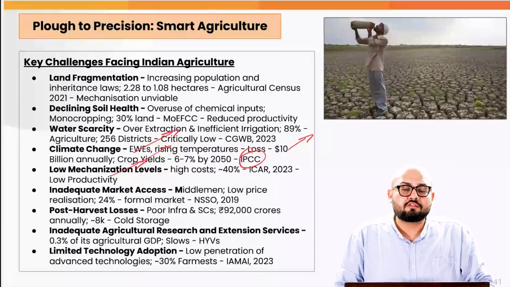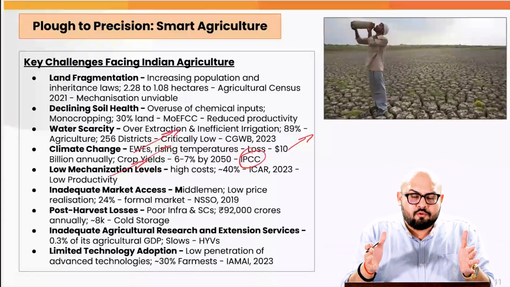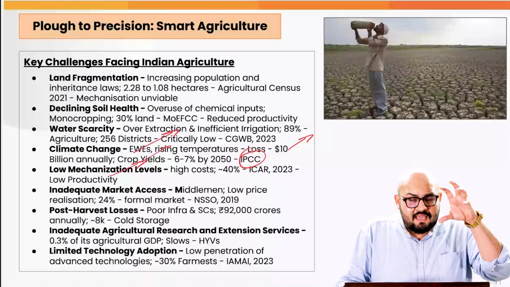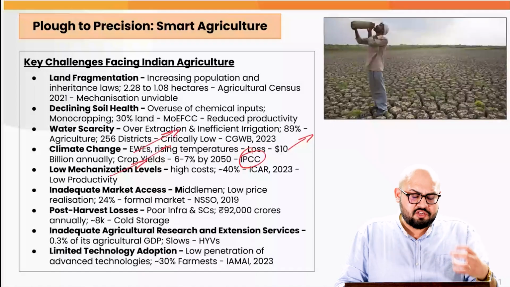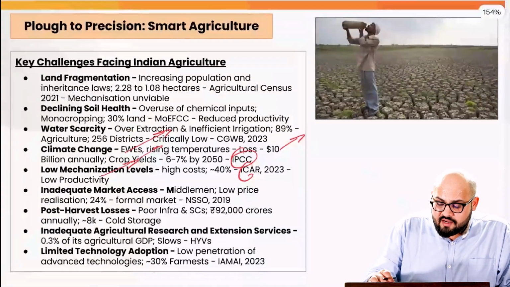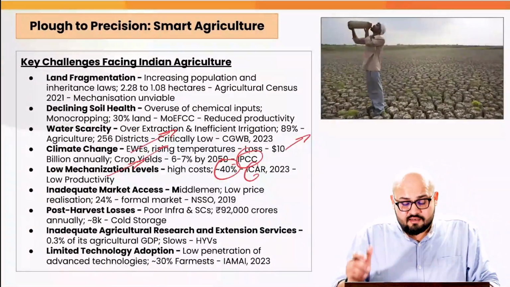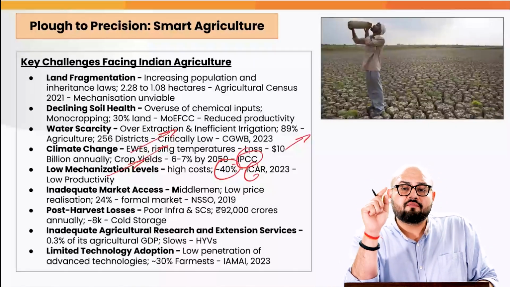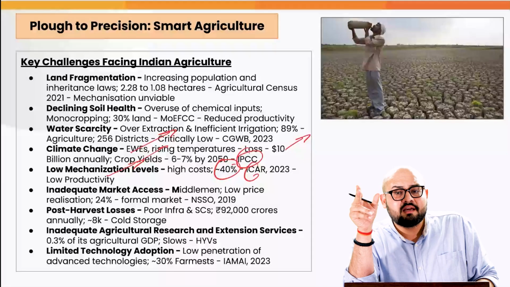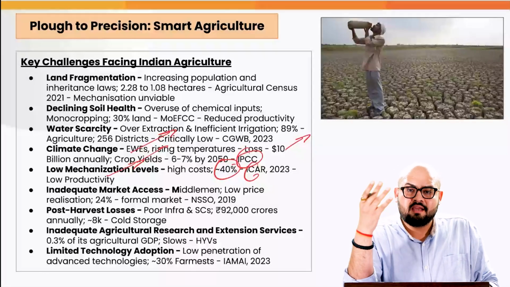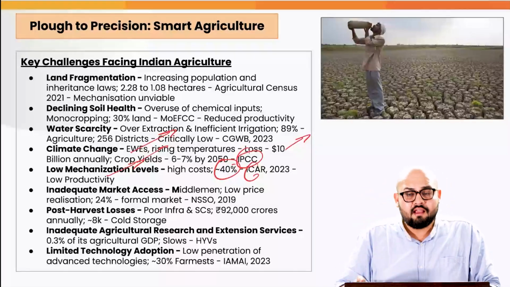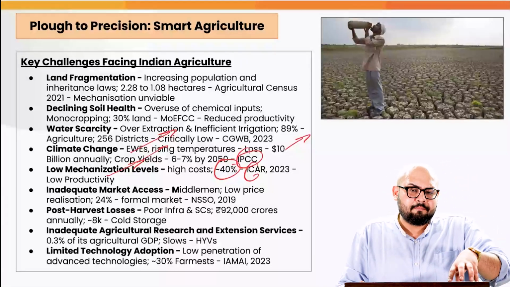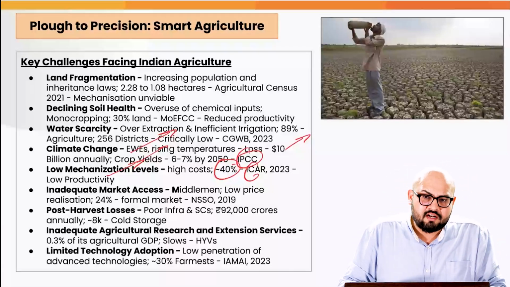Next is low mechanization level. In the first point we just talked about how, because of smaller land holdings, we cannot use mechanization effectively. And that is the issue: in India, we have very low mechanization. It stands at almost 40%, and this data is given by the Indian Council of Agricultural Research. The same number is to the tune of 90% for developed countries. Over there, mechanization is almost 100%, be it the European countries or the US. But in India, it's only 40%.